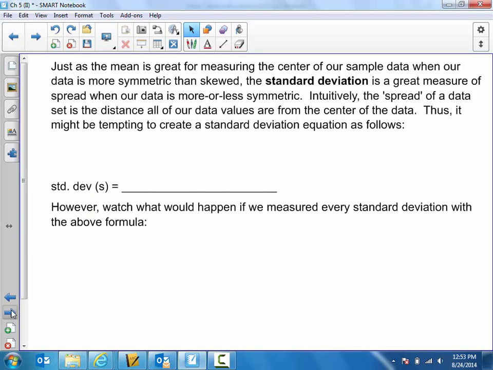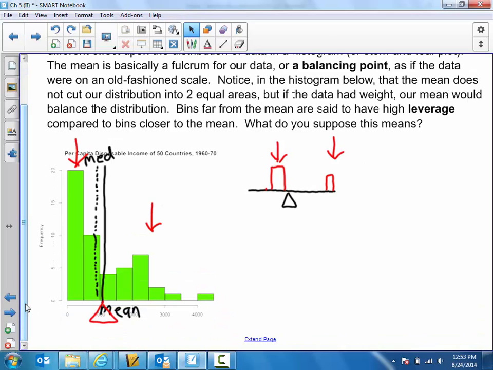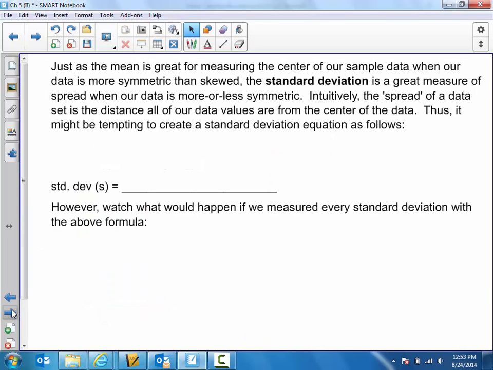All right, so just as the mean is great for measuring the center of our sample data when our data is more symmetric than skewed, think about which would be a better choice here. Obviously the median and the mean were close, but the mean is getting pulled further to the right because of the distance that some of those bins are from everything else, the right skewedness that you had going on. So just as the mean is great for measuring the center of our sample data when our data is more symmetric than skewed, the standard deviation is a great measure of spread when our data is more or less symmetric.